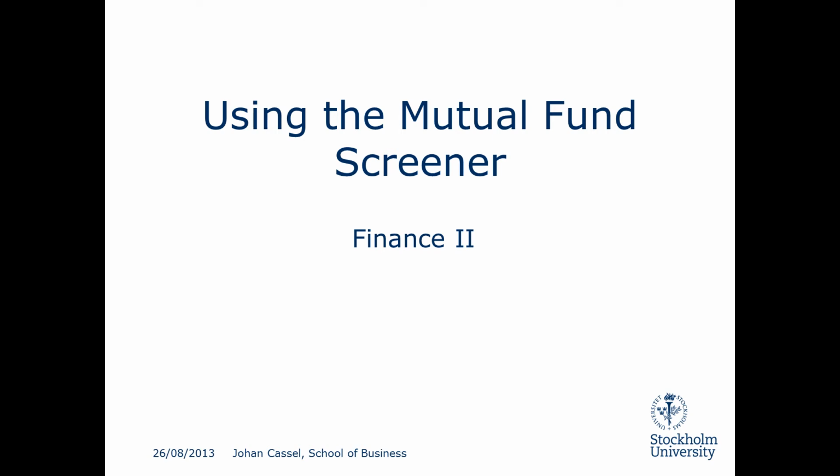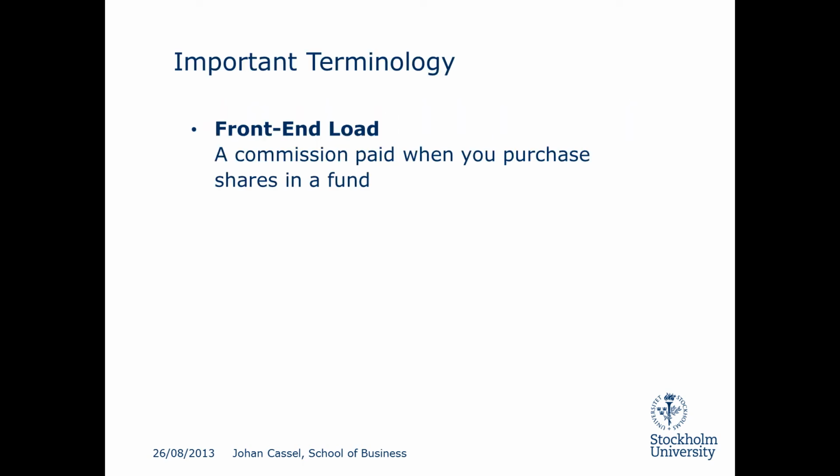But before we begin, I'm going to talk about 3 different terms related to the cost of funds so that you understand what I'm discussing later on. We begin with the front-end load, and the front-end load is a commission that you pay when you purchase shares in a fund. And it works in a way that if you would like to invest $100,000 and they have a front-end load, then part of your initial investment is going to be paid as a commission.